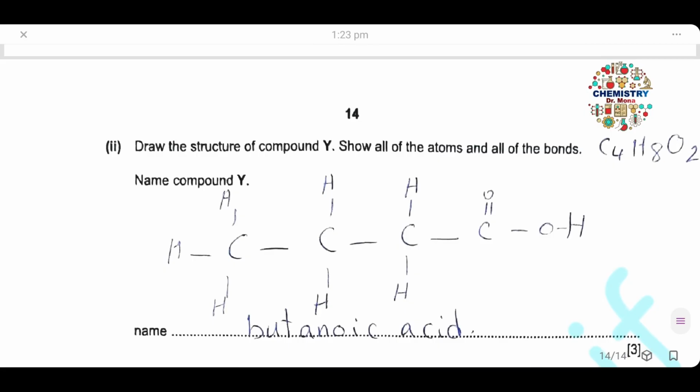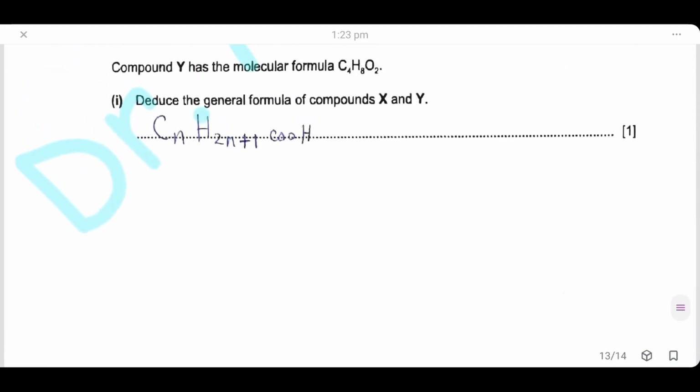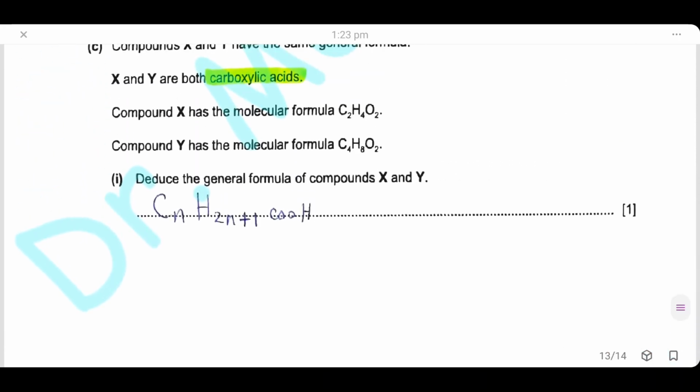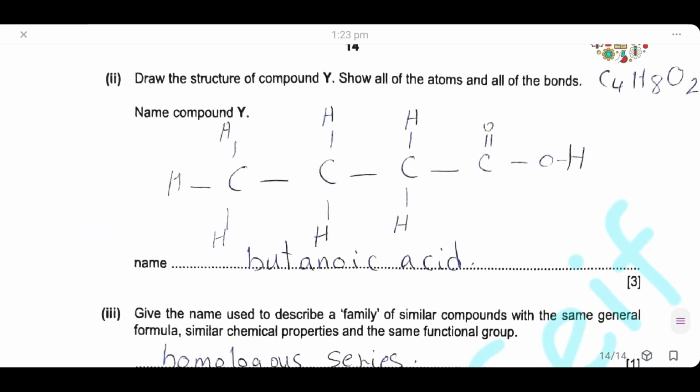Draw the structure of compound Y. Show all the atoms and all the bonds and name compound Y. Compound Y is C4H8O2. Here, C4, we will draw 4 carbons and draw the carboxylic group, and then put all the hydrogens connected to the carbon. The name is butanoic acid.